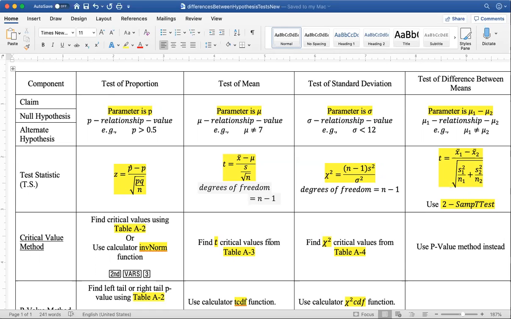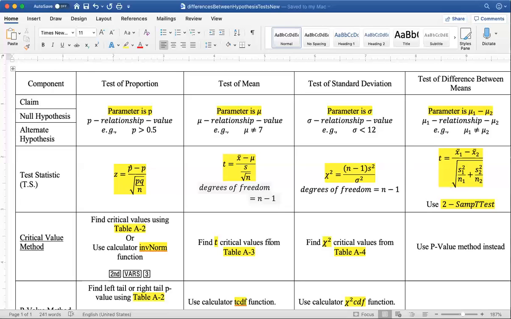For a test of proportion, it's Z, and we see that p is the parameter that is used in Z. For a test of the mean, it's T, and we see that mu is the parameter that is in the formula. And for a test of standard deviation, the test statistic is called chi-squared, and we see that the sample standard deviation is in there, as well as the population standard deviation, sigma.